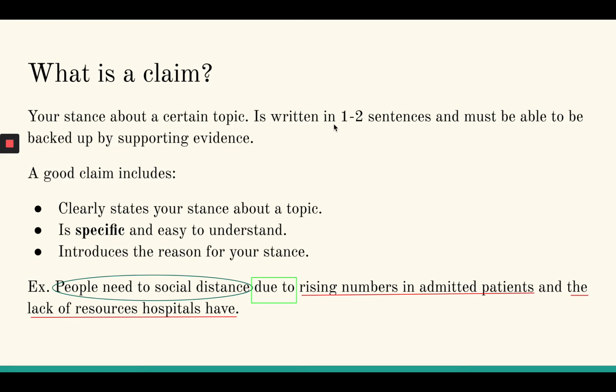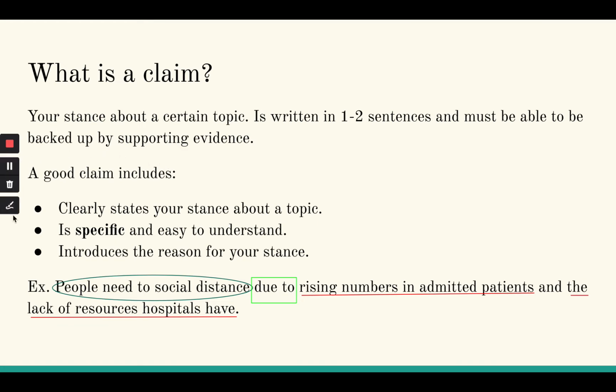A claim is your stance about a certain topic. It is written in either 1 to 2 sentences, and it must be able to be backed up by supporting evidence. What I mean by that is you must be able to prove your claim, essentially. When you are writing your claim, however, you are not backing it up with the actual supporting evidence, but you need to make sure that you can actually back that up. And I'm going to explain that a little bit more.